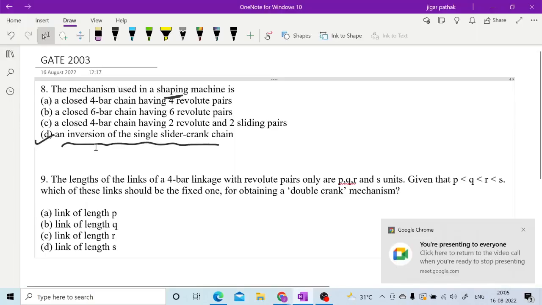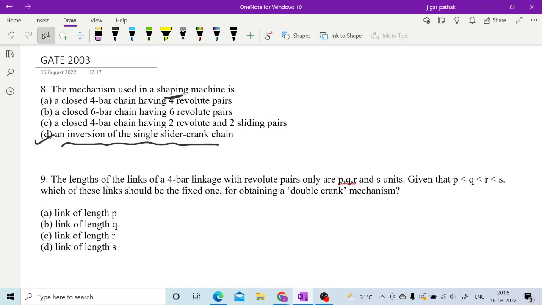Sir, I have a doubt. Yes, please. Sir, I am confused between the slotted lever mechanism and the quick return mechanism. Is there a difference between them? Actually, the slotted lever mechanism is an inversion of the single slider crank mechanism.